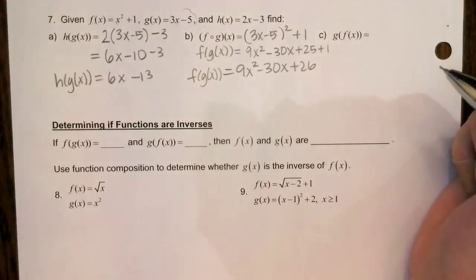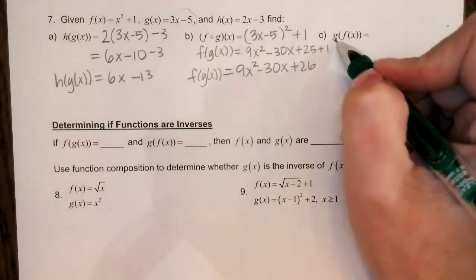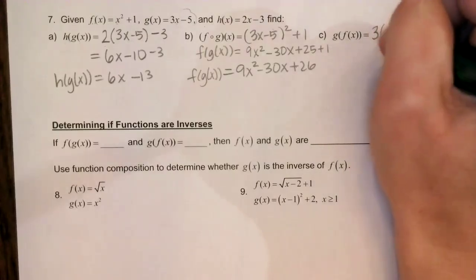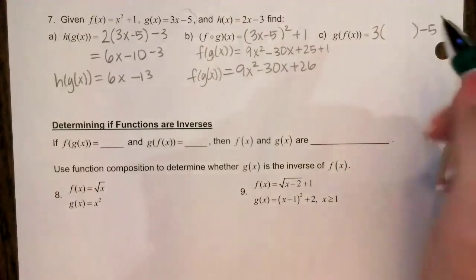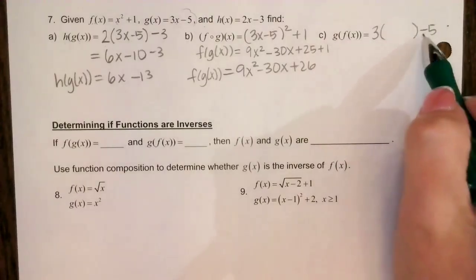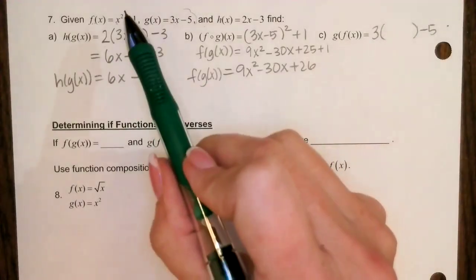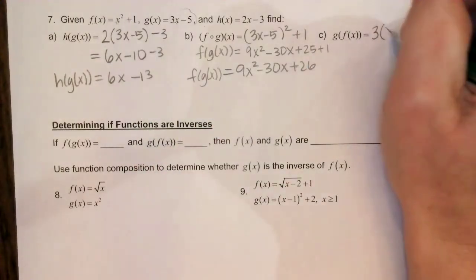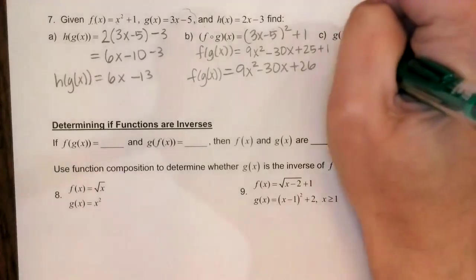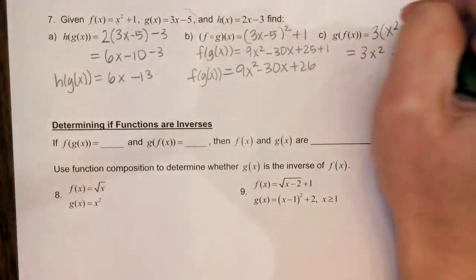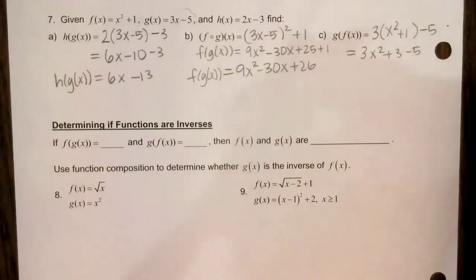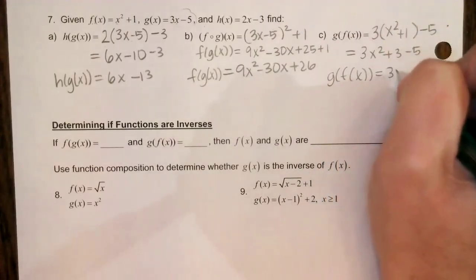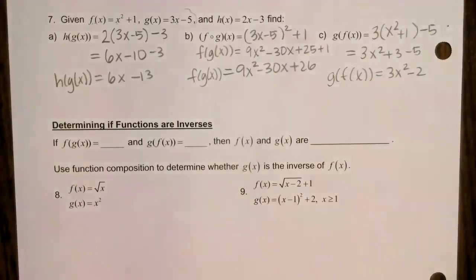All right, for our g of f of x, g is going to be on the outside, f of x is going to be on the inside. So I've got 3, my new x, minus 5. That's what the g function is, 3x minus 5. In the place of the x, we're going to put our f of x equation, which is x squared plus 1. We distribute, and so g of f of x is equal to 3x squared minus 2.